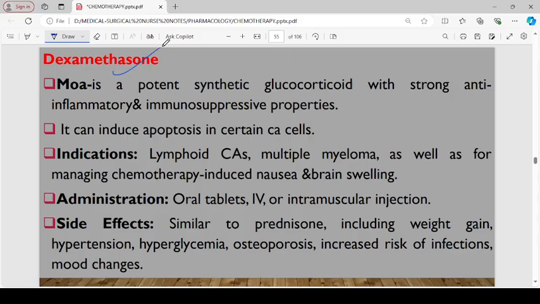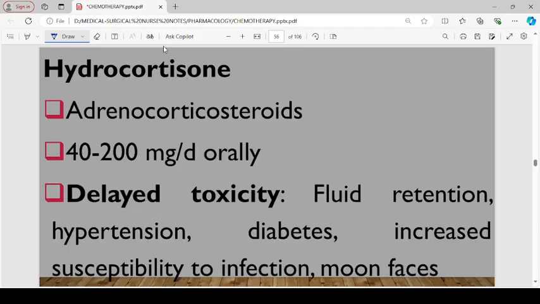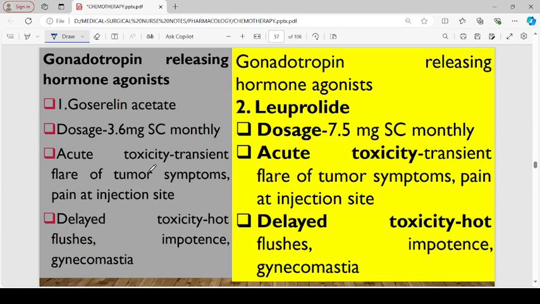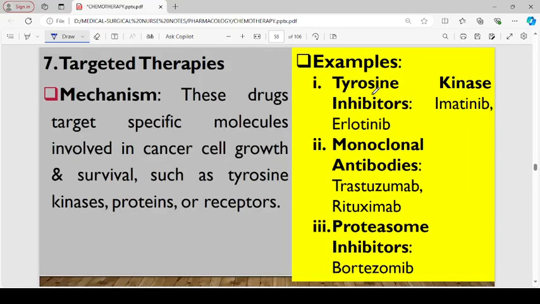We also have dexamethasone, a potent synthetic glucocorticoid with strong anti-inflammatory and immunosuppressive properties. It can induce apoptosis in certain cancer cells. Then we have hydrocortisone, an adrenocorticoid steroid, which we normally give between 40 to 200 milligrams per day orally. We also have another hormonal group, the gonadotropin-releasing hormone agonists, with goserelin acetate and leuprolide as examples.